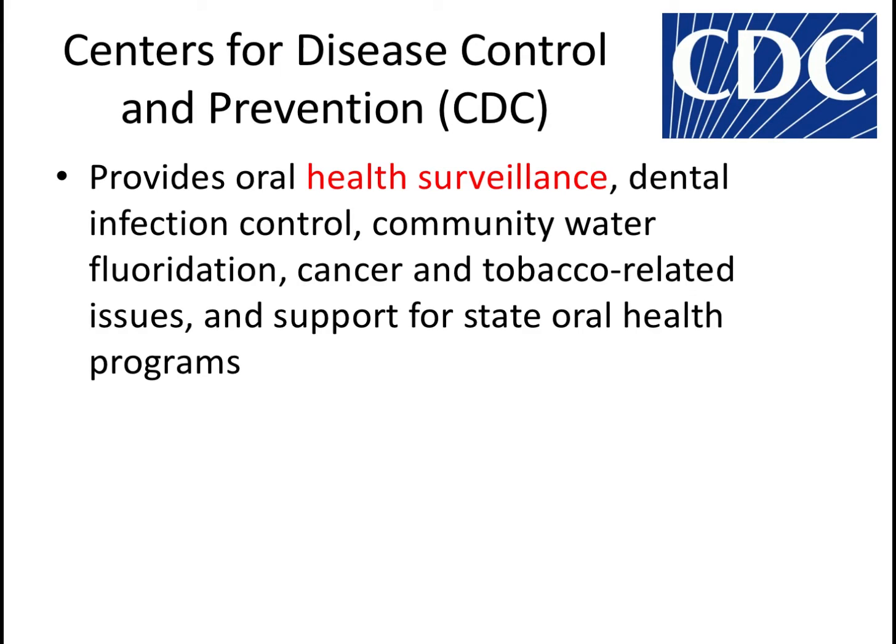All right, number 4 is the Centers for Disease Control and Prevention, or the CDC. It's another really big branch. I'm sure you've heard of it to some degree, and it provides oral health surveillance, dental infection control, community water fluoridation. We talked about that a lot in one of our previous videos, cancer and tobacco-related issues, and support for state oral health programs. So the CDC is all about community level epidemiology, disease prevention, and health awareness.